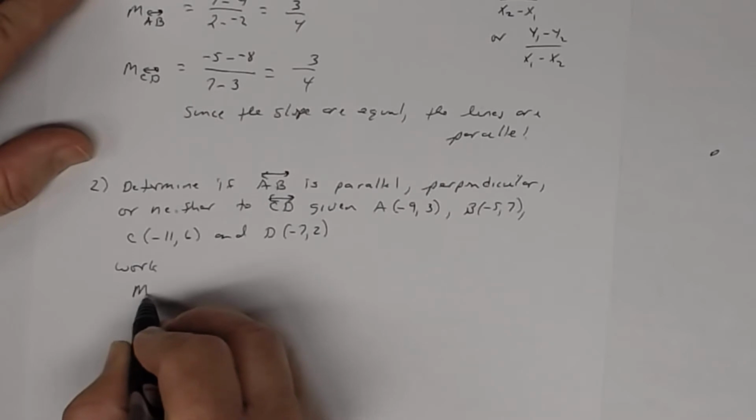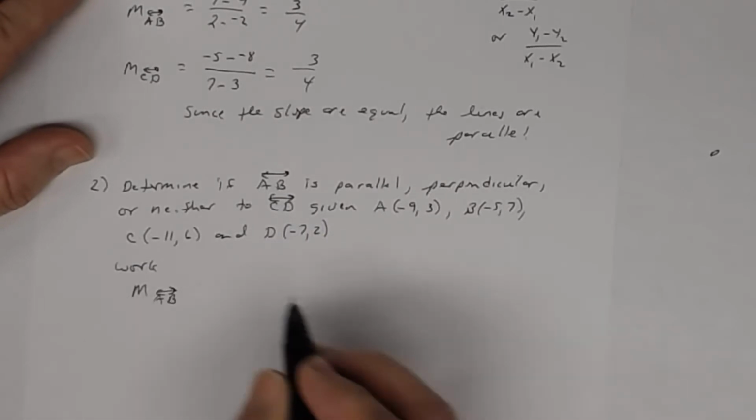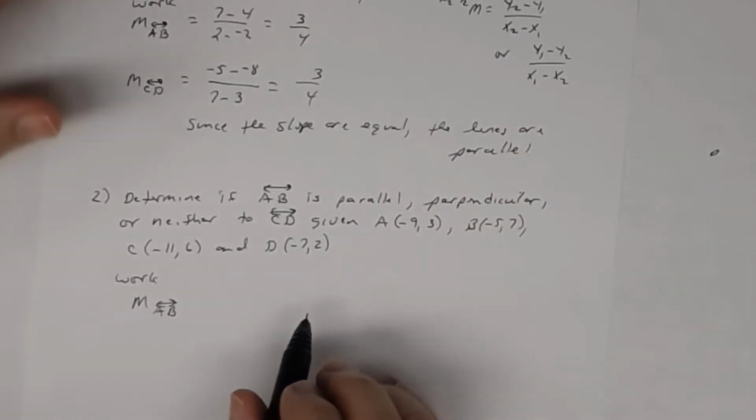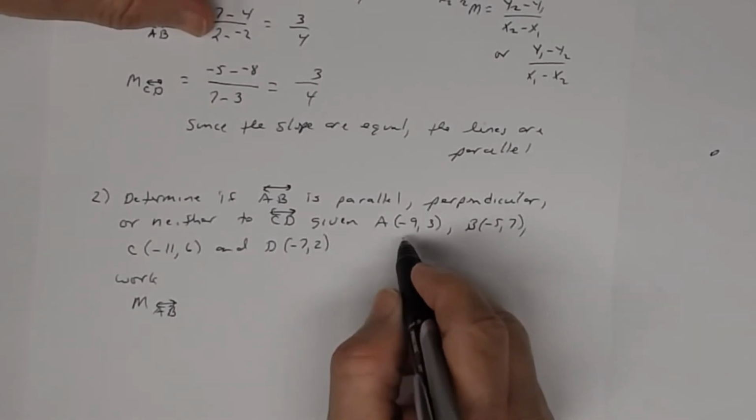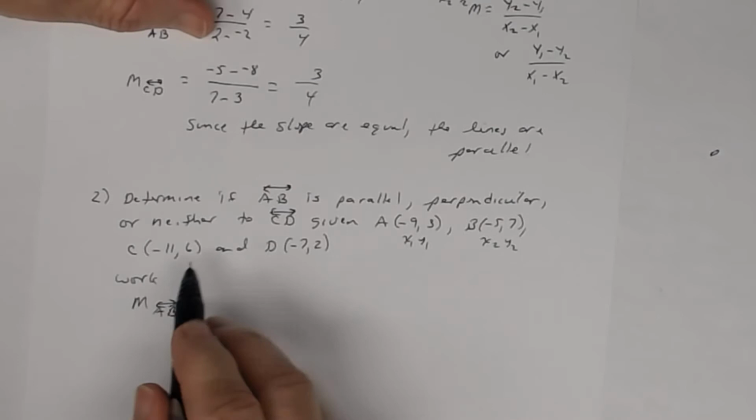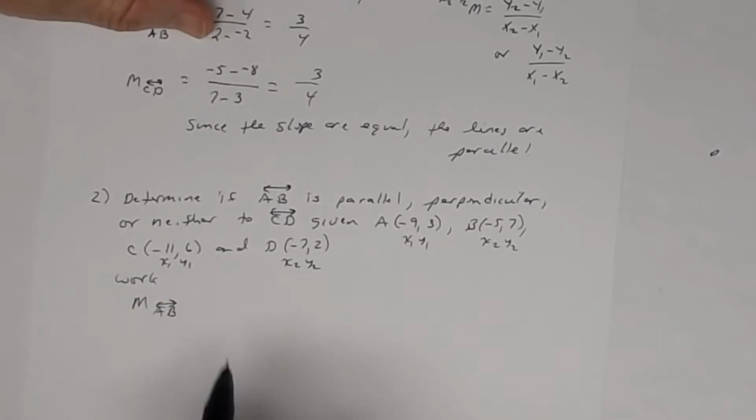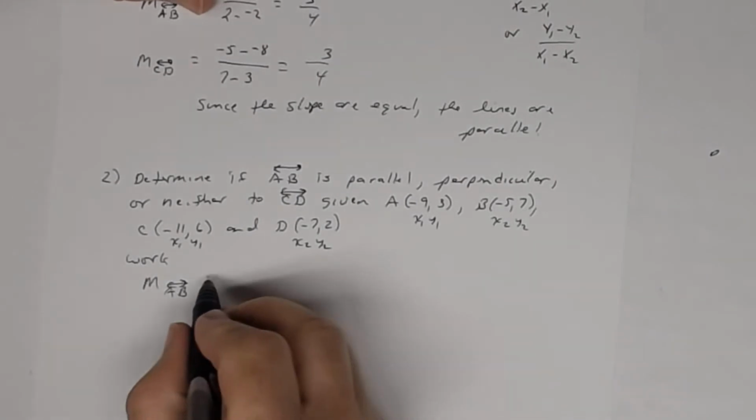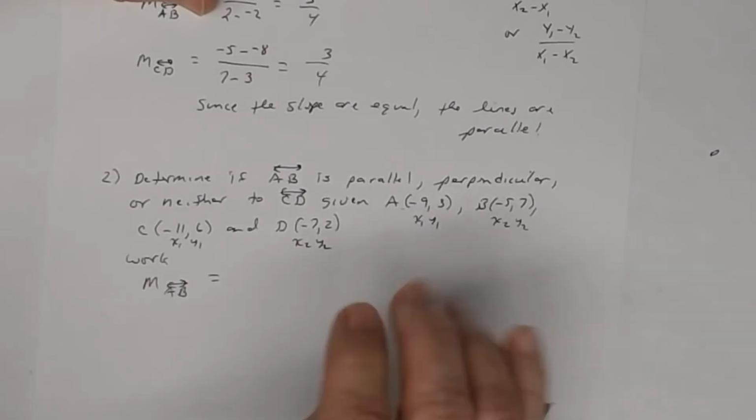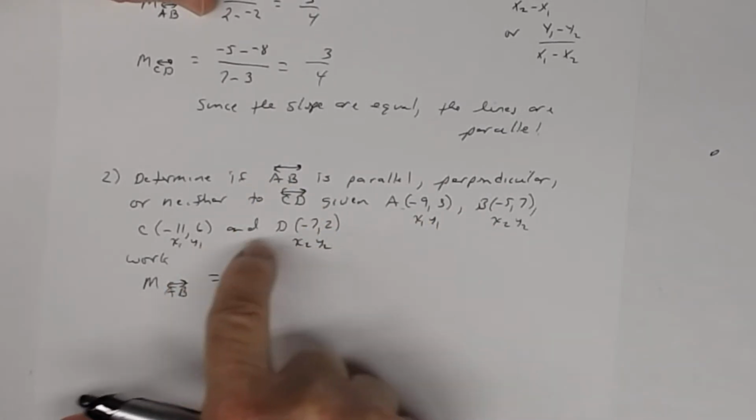So we have to first of all find the slope of line AB. All right, and so we're going to use the slope formula. y2 minus y1 divided by x2 minus x1. So let's go ahead and call this x1, y1, x2, y2. And then for CD, let's call this one x1, y1, x2, y2. Okay? All right, so the slope of line AB, now we have to use these points. Make sure you're using the correct points. AB, you must use A and B. CD, you must use C and D.